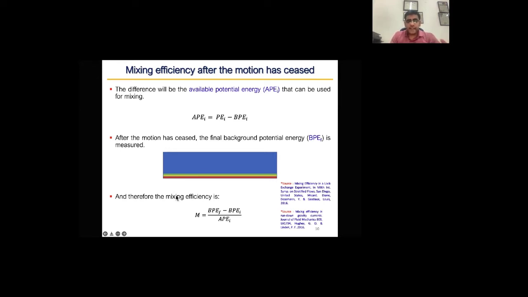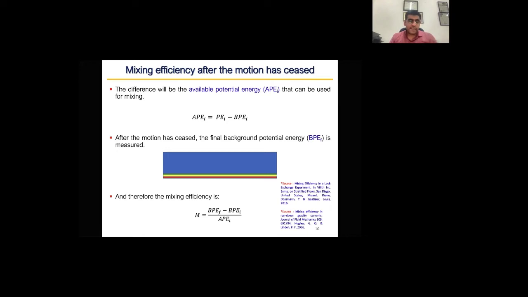So then they said that the mixing efficiency can be defined as the background potential energy in the final state minus the background potential energy in the initial state, divided by the available energy in the initial system. So what happens here is, once your energy has gone into creating that background, then you don't have any reversible fluxes. Everything is irreversible because that energy has already been spent into creating that background.